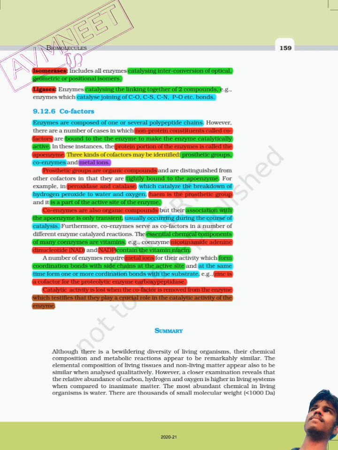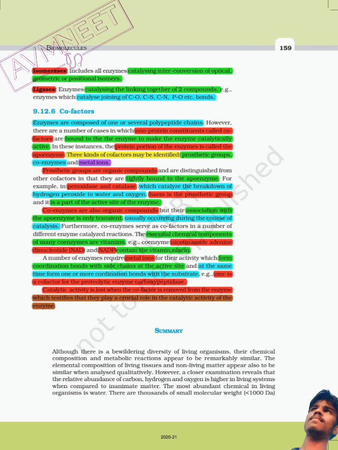Isomerases include all enzymes catalyzing interconversion of optical, geometric or positional isomers. Ligases: enzymes catalyzing the linking together of two compounds, that is, enzymes which catalyze joining of carbon-oxygen, carbon-sulfur, carbon-nitrogen, phosphorus-oxygen, etc. bonds.